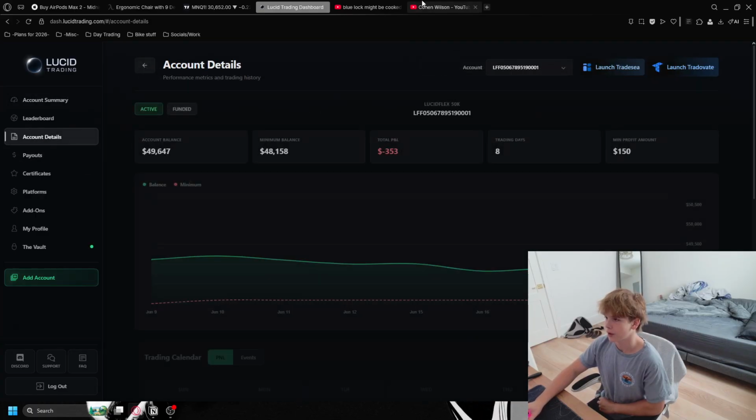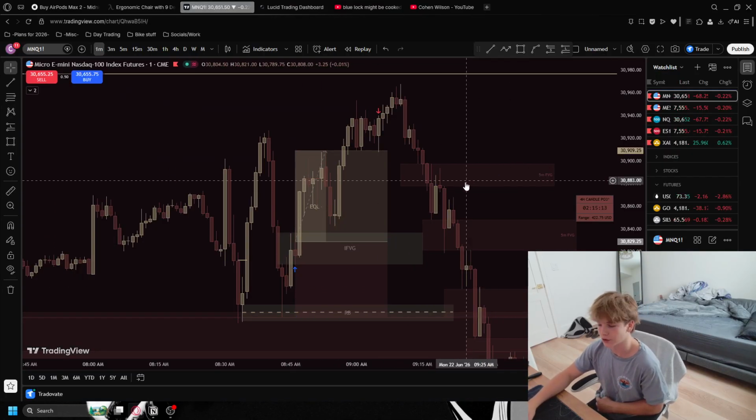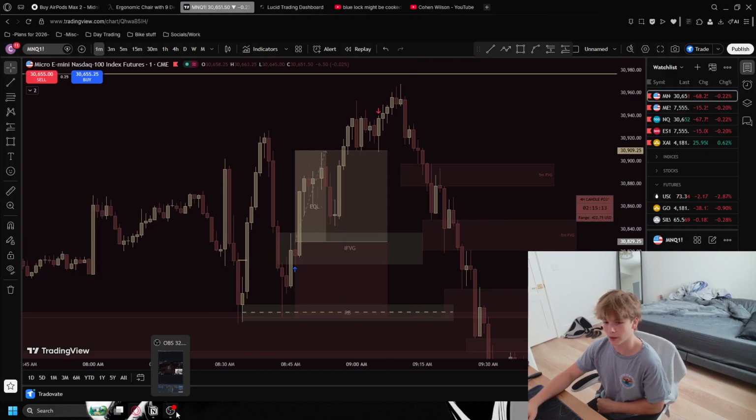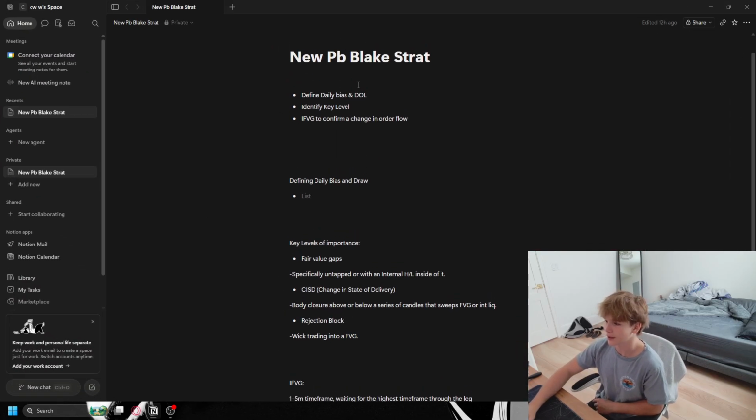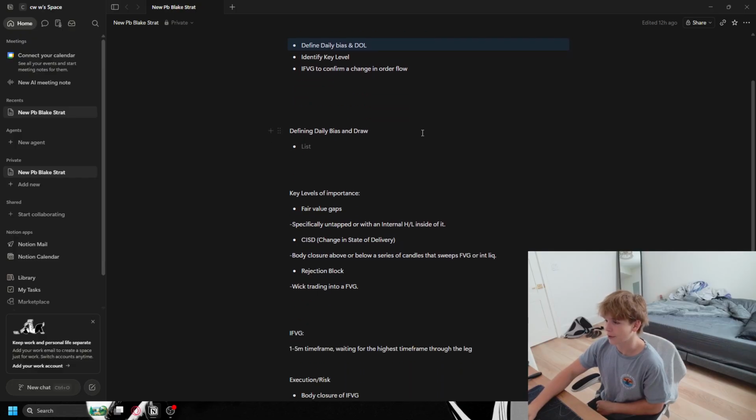So I think I am a pretty big fan of the new add-ons to the mechanical strat that I was trading from Blake, right? Because in here it's basically the same thing. It's a tap on an untapped fair value gap, right, after defining your daily bias.